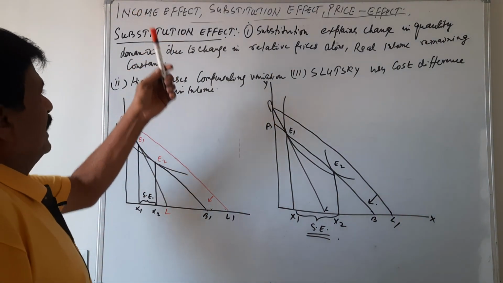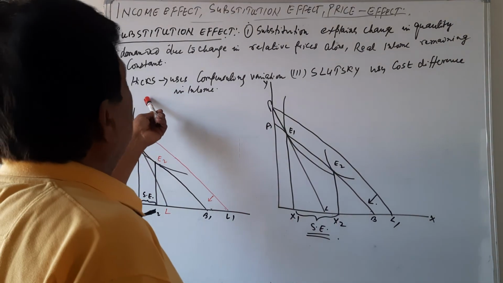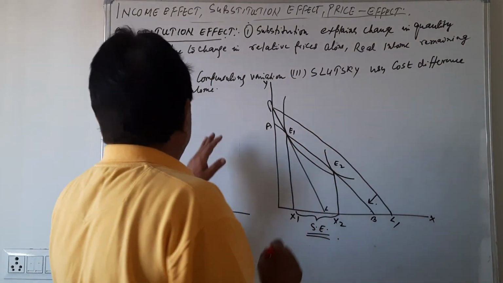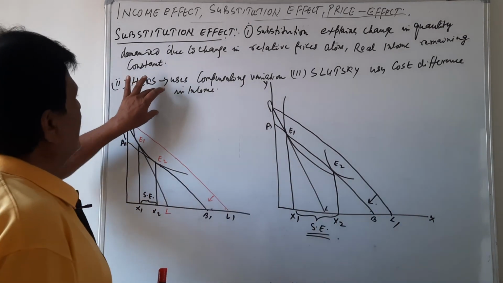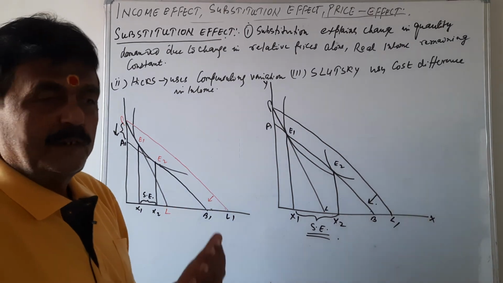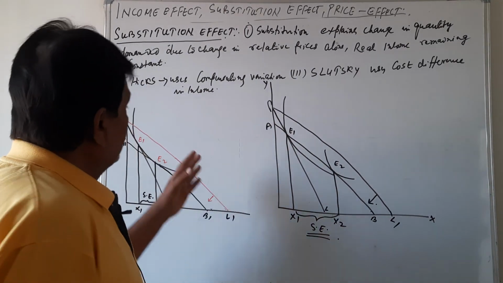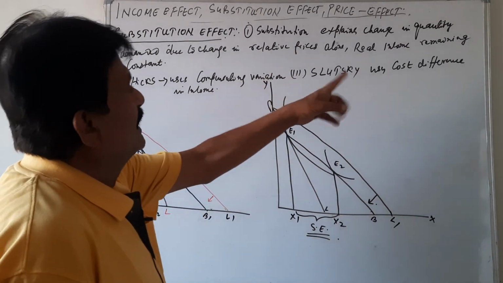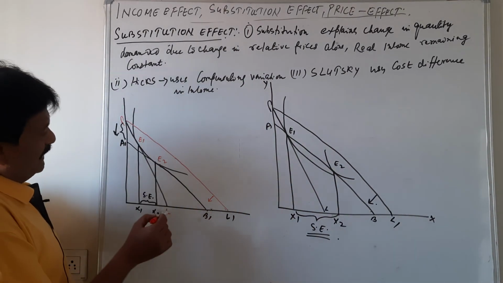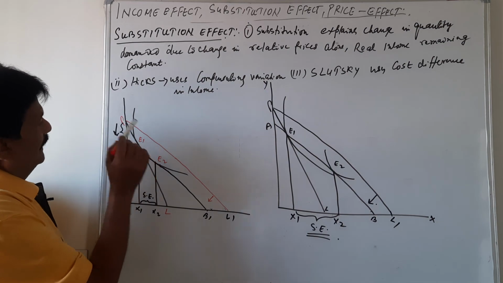For explaining the substitution effect, we have two versions, the Hicksian version and the Slutsky version. This diagram relates to Slutsky and this is Hicksian. Hicks uses compensating variation in income to explore this substitution effect, and Slutsky uses cost difference. Come on to this diagram. Here the initial price line is PL and the initial equilibrium is E1.